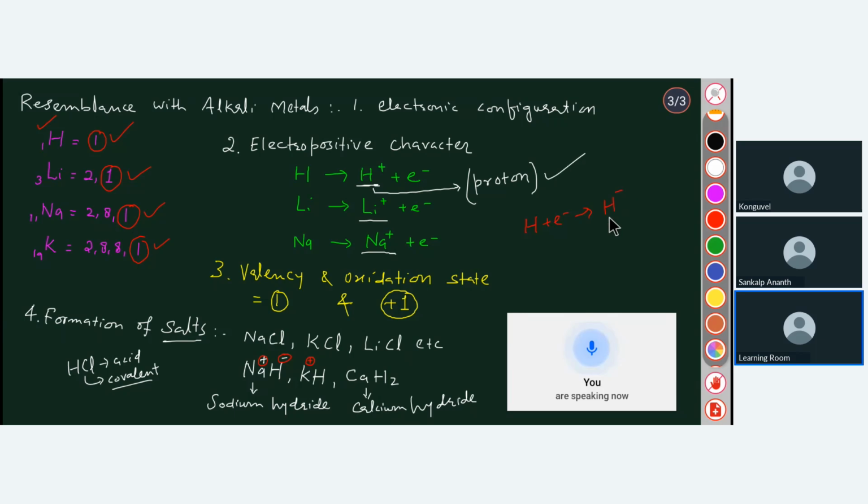And what is the name for this H negative? It is known as the hydride ion. That is why we call them sodium hydride, calcium hydride, potassium hydride. Got it now? Yes, sir. That is why we name them calcium hydride. Similarly, magnesium hydride. What will be the formula of magnesium hydride? Sir, MgH2. MgH2. Exactly.